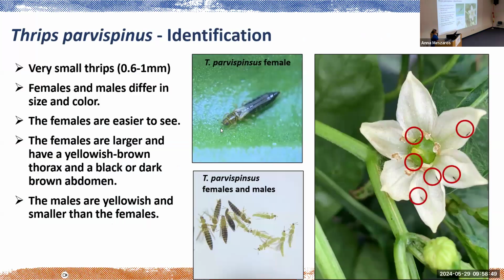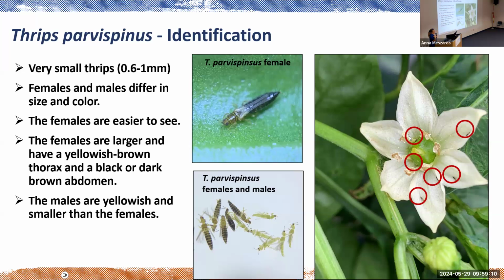As you can see here in the picture, parvispinus is a small thrips, very, very small, smaller than Asian bean thrips. So we heard about the bad thrips about 2 years ago. That was the Asian bean thrips. This year, the bad thrips is parvispinus. But you can see the females with the naked eye here. I circled them with a red circle.